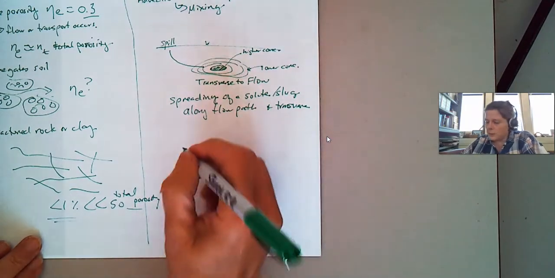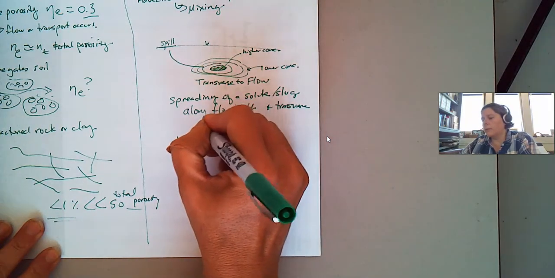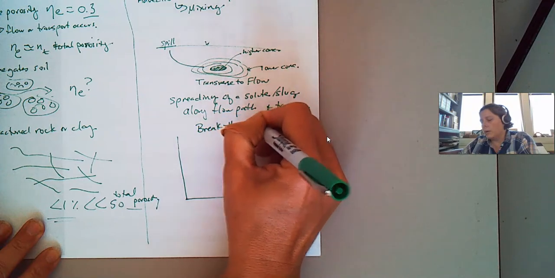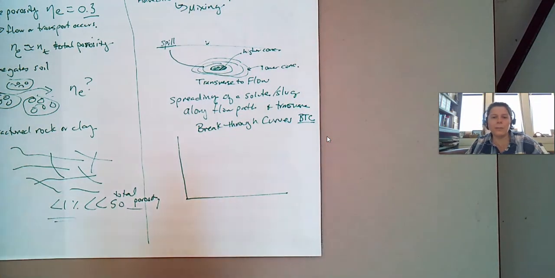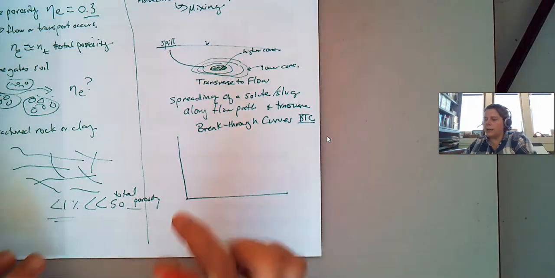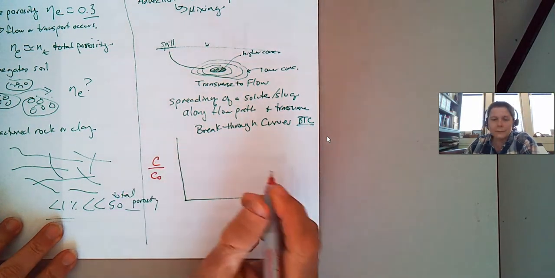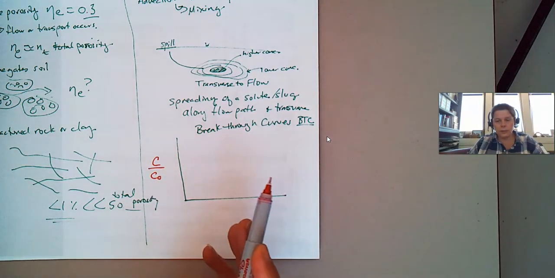When we look at this, one of the ways we're going to do it, and I'm spending a lot of time on it, is we're going to go through what are called breakthrough curves, or BTC. We're going to be doing breakthrough curves a lot in this class. Usually on this axis, we have what we call C over C naught. This is the concentration of the compound divided by its original concentration. So, C over C naught.